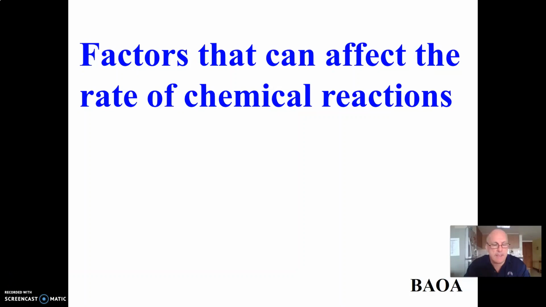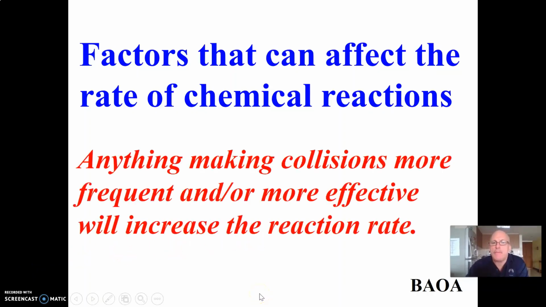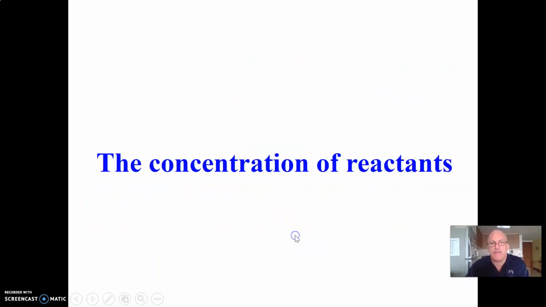Okay, folks, we're going to start dealing now with the factors that affect reaction rate, and you already know some of them. It should really be obvious that anything that would make collisions more frequent, or make them more effective collisions, or both, is likely to increase the reaction rate. So that's the premise of any experiment that you do. You are using collision theory to explain the changes in the rate.